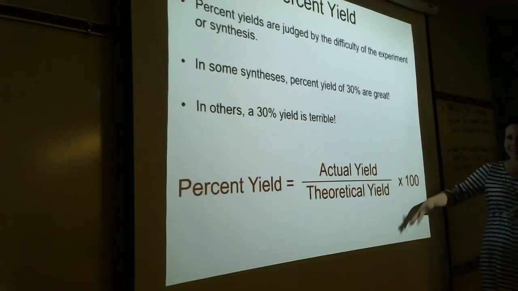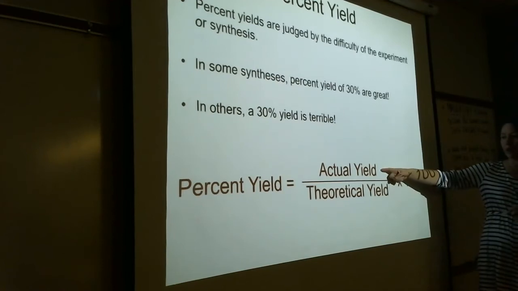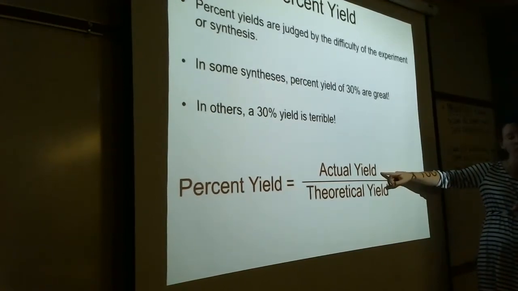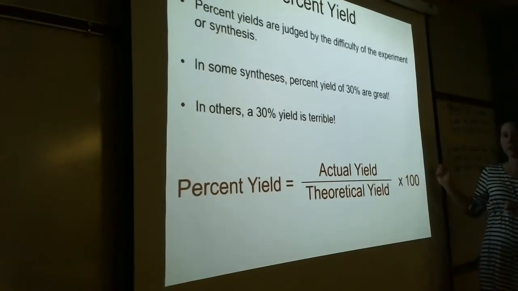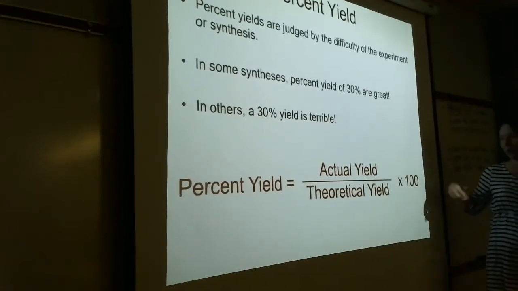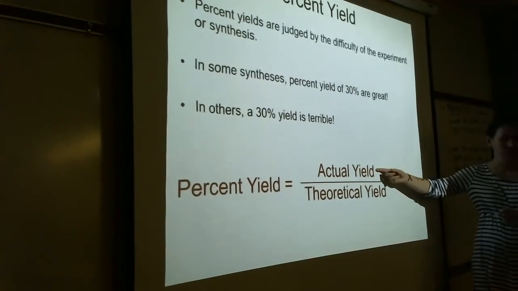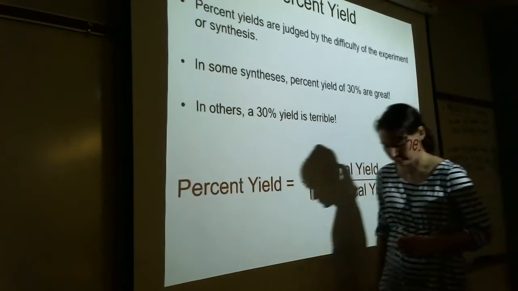Now if it's 96, that means your actual yield is too low, so you need to rationalize that and explain why your yield is too low. If your answer comes out to be 110, well, that's not possible. Why is your yield value too high? You need to be able to explain those kinds of things.